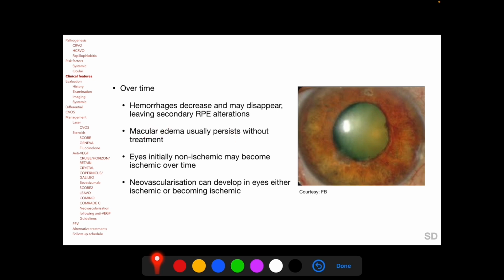CRVO eyes, initially found to be non-ischemic at baseline, may become ischemic over time, and neovascularization can develop in eyes either ischemic at baseline or becoming ischemic over time. This photograph shows an eye with iris neovascularization and ectropion uveae, which is characteristic of eyes with iris neovascularization. Macular edema and neovascularization developing in eyes with CRVO are indications for treatment, as we will be discussing, and conversion of non-ischemic CRVO to ischemic CRVO is very important to remember, which we will be discussing further.